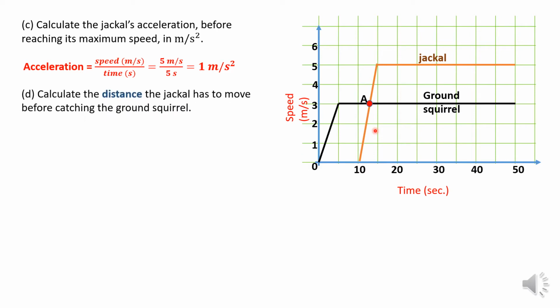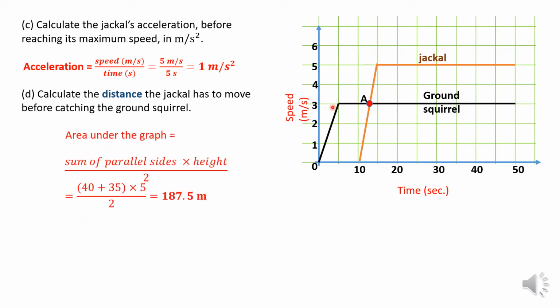Now you're supposed to calculate the distance the jackal has to move before catching the squirrel. Now this is very important, the distance that the jackal has to move before catching the particular squirrel. Now we're going to find the area under the graph. This is one of the things that I would suggest you get used to whenever you're dealing with these questions that I'm going to do.